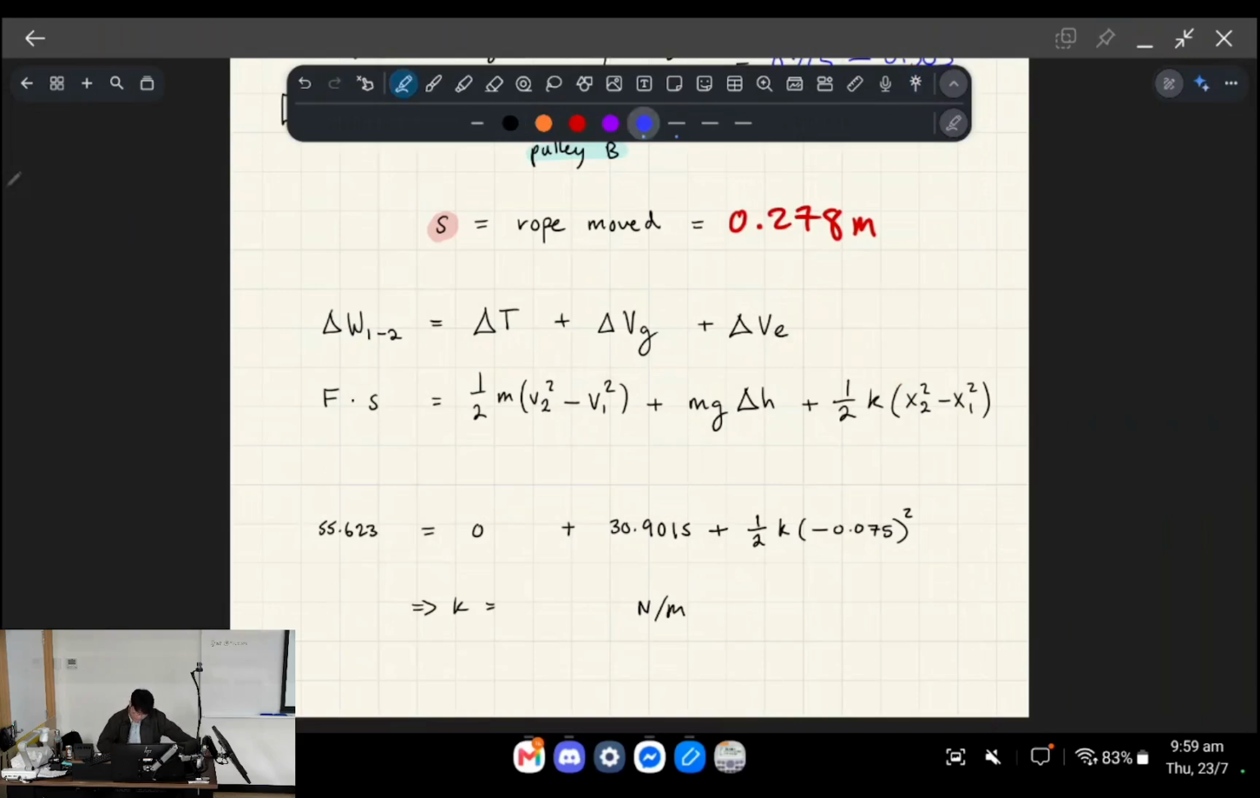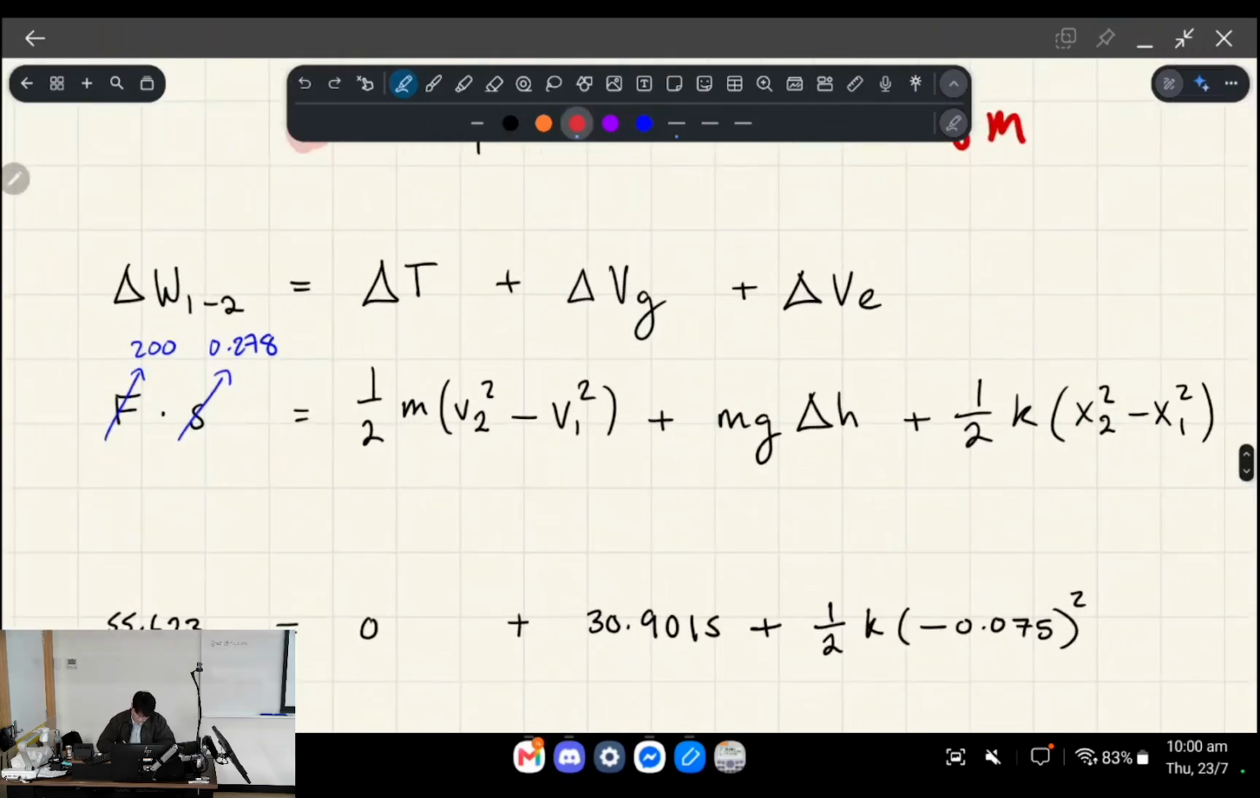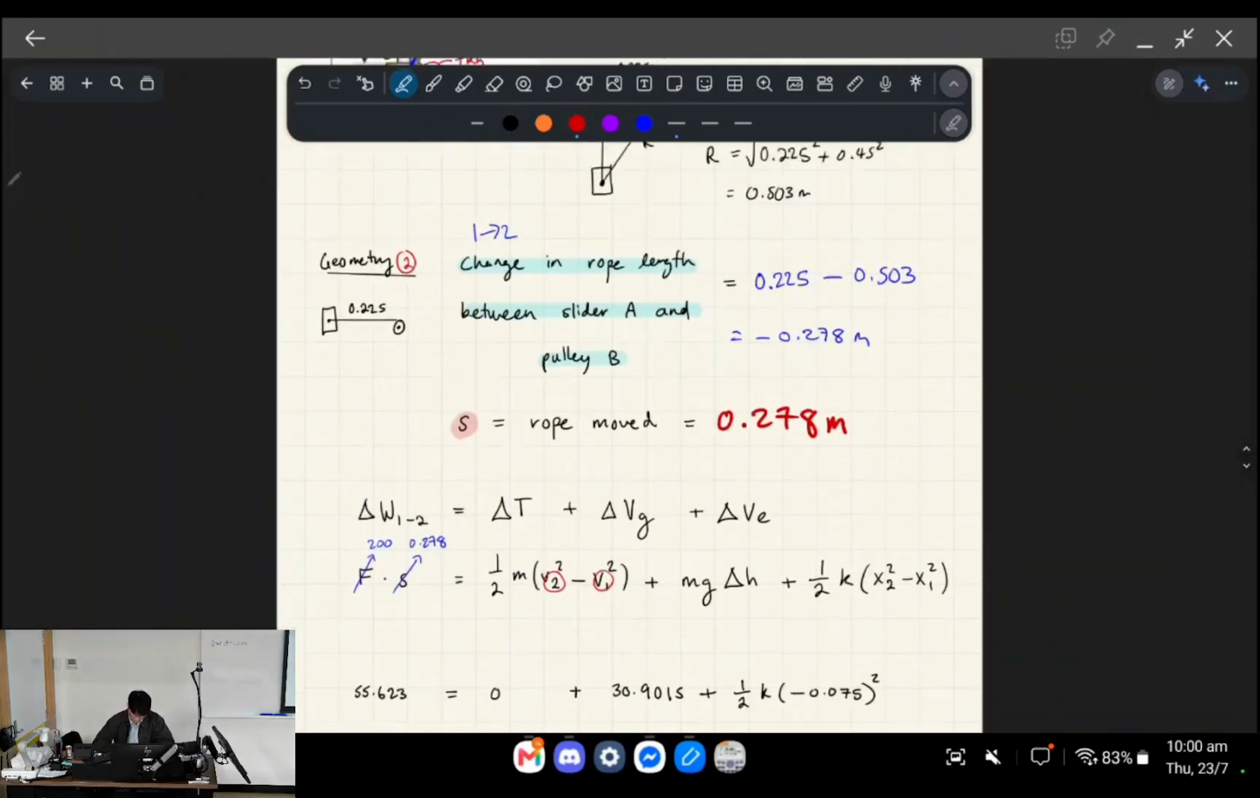So we know that the dude was pulling on the rope with 200 newtons of force, and the displacement is how much the rope moved, right? The mass of the slider, actually wait, let's not write that in. First, we need to think about velocity between the two states. So from state 2 to state 1.